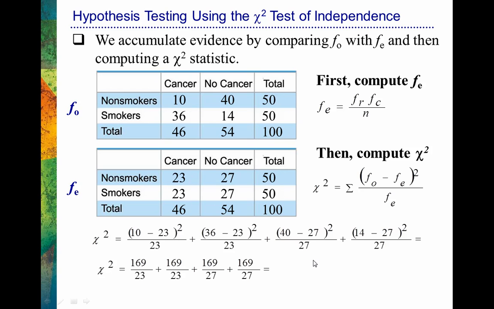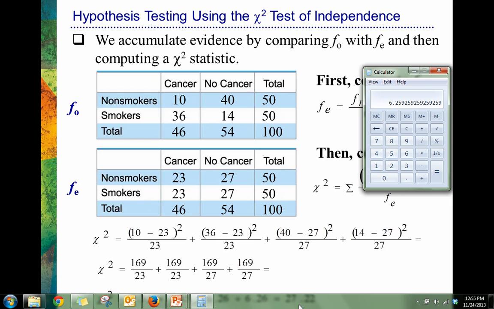There we go. All right, so now I'm just going to list those values that we just computed. We had 7.35 plus 7.35. This fraction was equal to 6.26. So was this 6.26. When we add them all up, we find a value of 27.22.